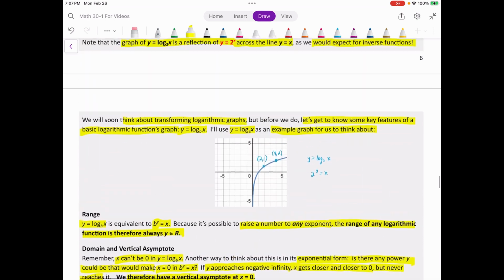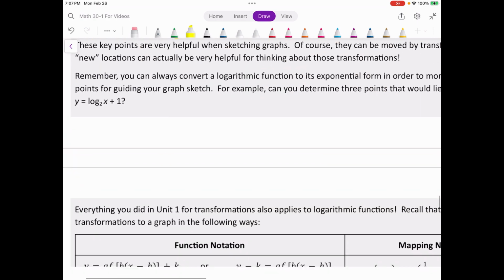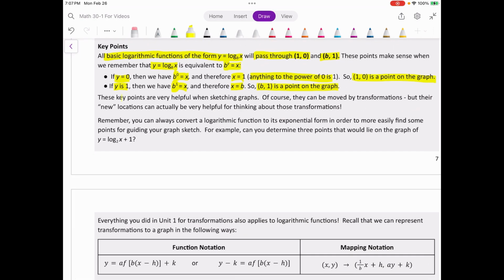Look here. y equals log base 2 of x. When y is 1, x is 2, and 2 is our b there. So it passes through those two points we said. It goes through (2, 1), that's our (b, 1), and it goes through the point (1, 0). When y is 0, x is 1, because 2 to the power of 0 equals 1. Okay, so these key points can be pretty helpful when sketching a graph. Of course, they can be moved by transformations, but their new locations can actually be really helpful for thinking about what those transformations must have been.